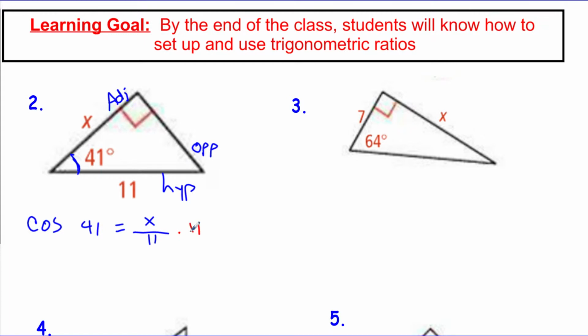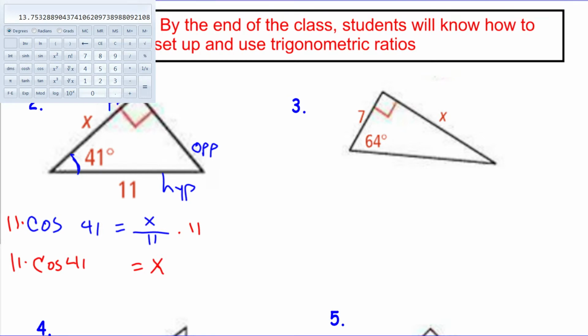I'm going to say times 11 on both sides, and I'm going to go to my calculator, and it says that x should be equal to 11 times whatever the cosine of 41 is, which the calculator knows for us. So let me bring up my calculator again and type in 41, then cosine, and then multiply by 11. Okay, and it's telling me 8.3. So I know that 11 times the cosine of 41 is equal to 8.3.